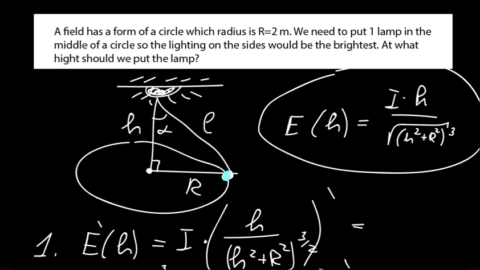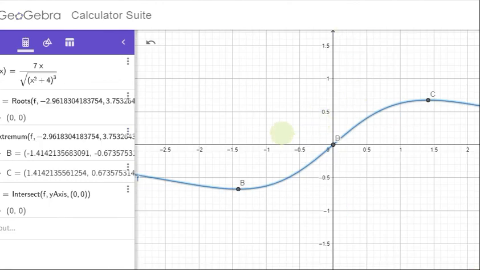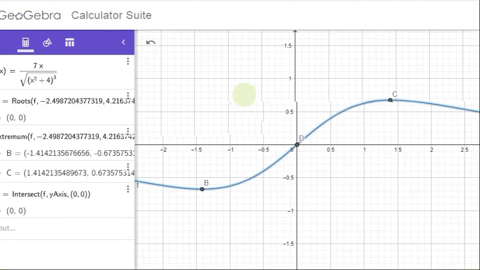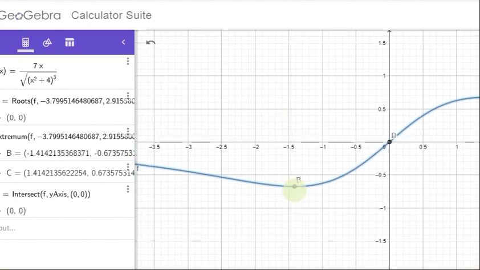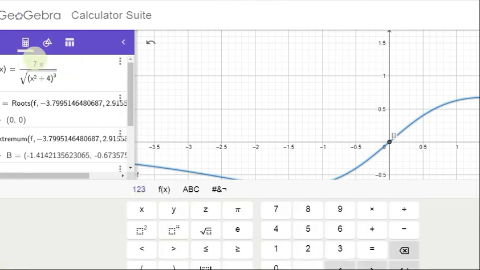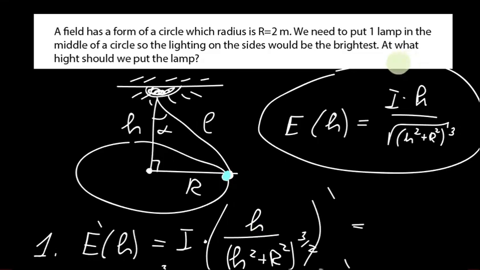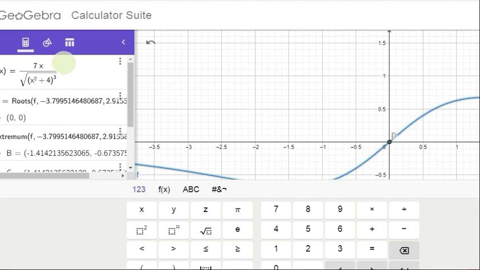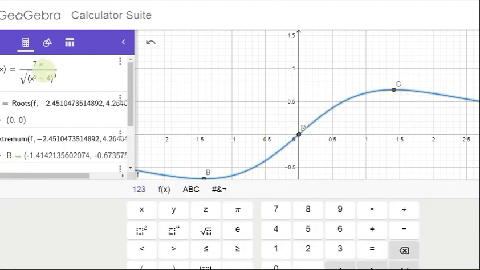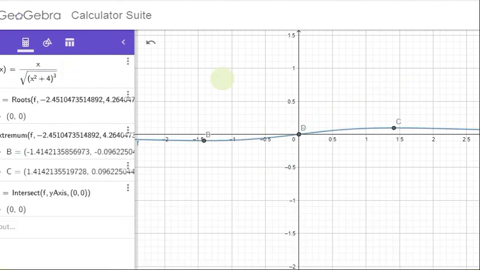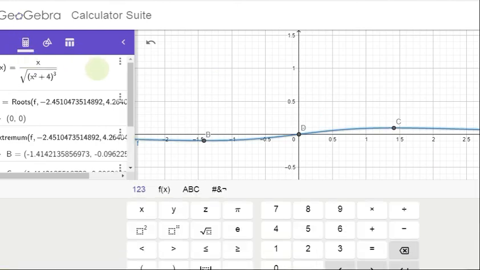Now let's look at our function. Our function looks like this. This is our minimum point. I put 7 here instead of this number. I don't know if it's 7, I just did it for the sake of our graph being a bit nicer, because if I delete this, here's how our graph looks. So it's hard to analyze.